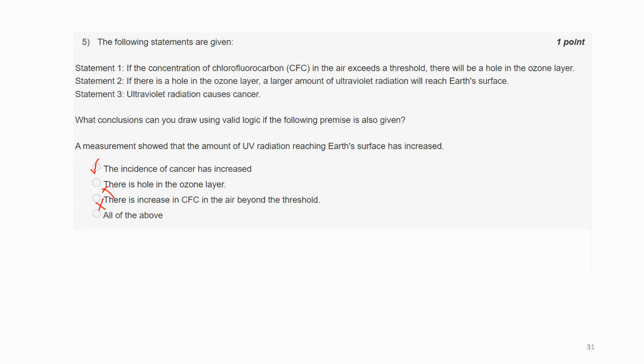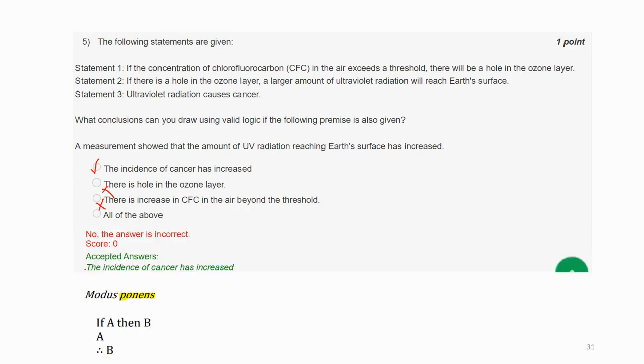So that is directly related. Now the second one is there is a hole in the ozone layer, because we cannot. So it is said that if A, then B, but if A is true, then B is true. But it is not said that if A is not true, then B will also be not true. Or rather the opposite, if B is true, A may be true or not. We cannot comment on that. We cannot go back.